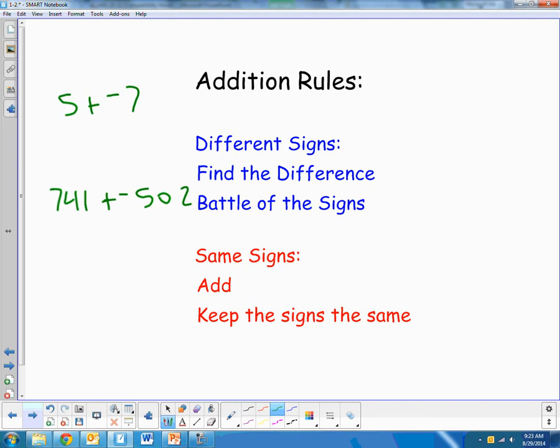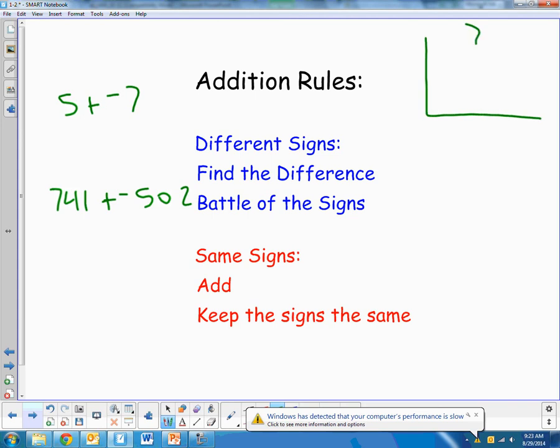And so what we're going to do is look at those signs. They have different signs, like 5 and negative 7, positive 5, negative 7. Those have different signs, so we are going to follow that set of rules. With different signs, we are going to find the difference. So 5 and 7, the difference of 5 and 7. I'm going to do a little scratch work over here. If I find the difference of 5 and 7, 2. Okay, so I know that the answer has got to be 2. Now I have to decide, is that going to be a positive 2 or a negative 2? And that's where this battle of the signs thing comes in.